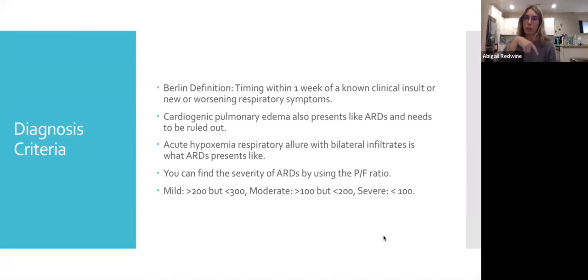You can find the severity of ARDS by using the PF ratio. So that's going to be your PaO2 divided by the FiO2 that they're on. Your mild cases are going to be greater than 200 but less than 300. For moderate, it's going to be greater than 100 but less than 200, and for severe, it's going to be less than 100.